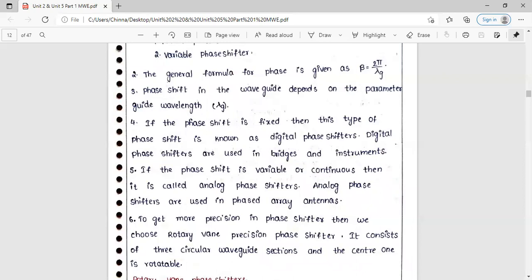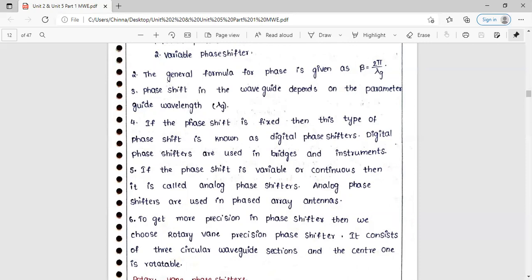If the phase shifter is variable or continuous, then it is called an analog phase shifter. Analog phase shifters are always variable and continuously change the value. Analog phase shifters are used in phased array antennas, particularly in radar applications. Radar systems use phase shifters a lot. So digital or dielectric phase shifters, and analog or variable phase shifters, are used for many applications.